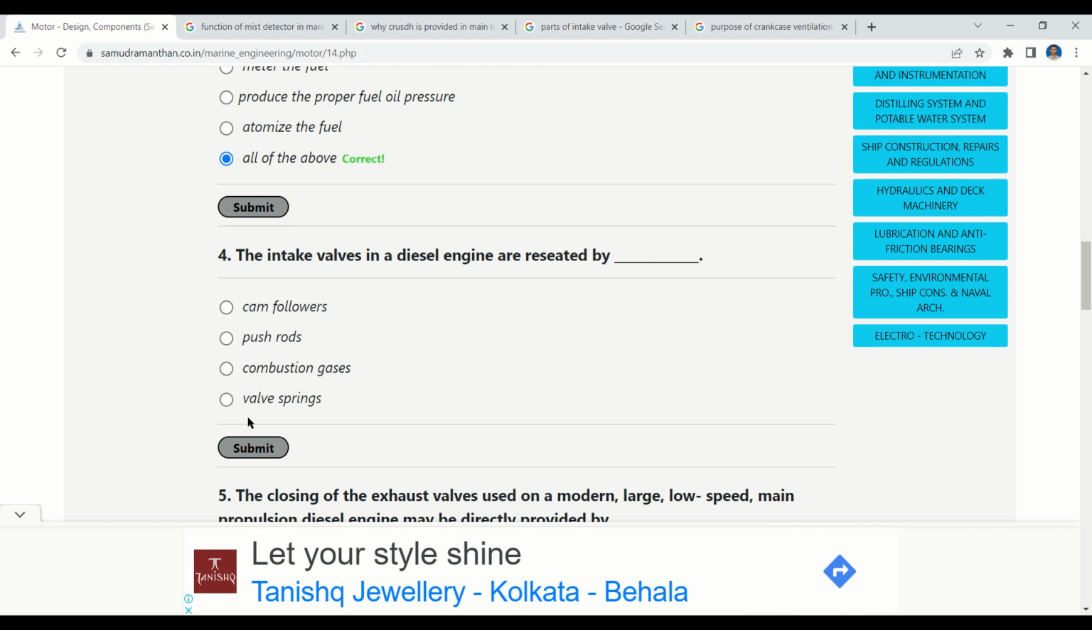Our next question is: the intake valves in a diesel engine are reseated by, and the options are cam followers, push rods, combustion gases, valve springs. The correct option should be valve springs. There is a valve spring installed in the intake valves which reseats it after opening.